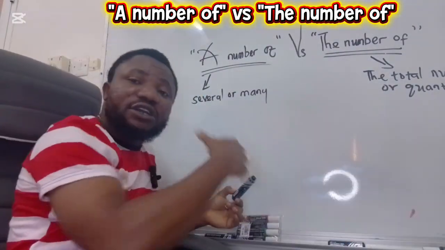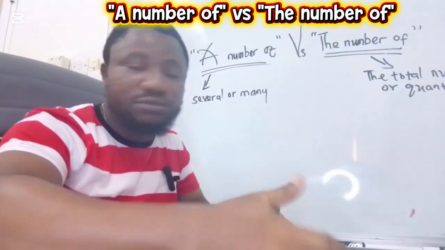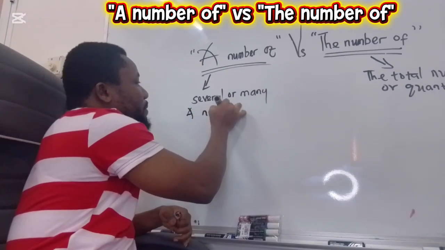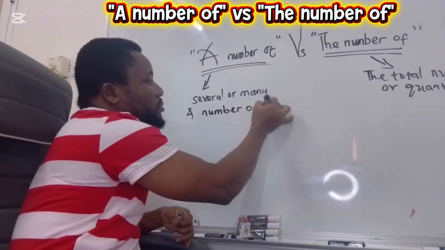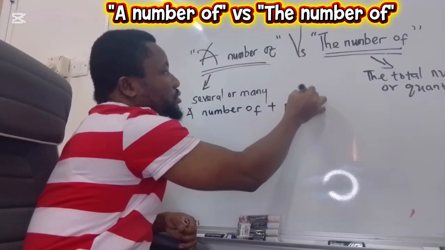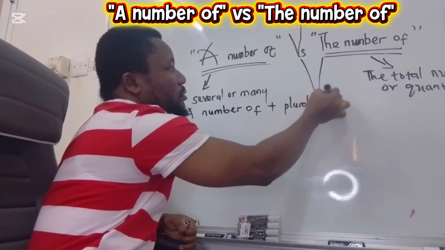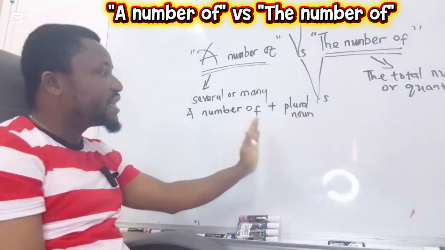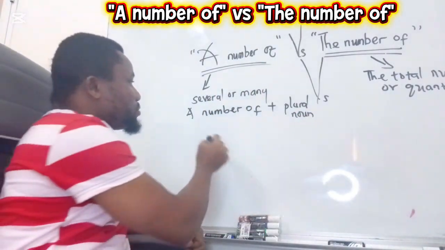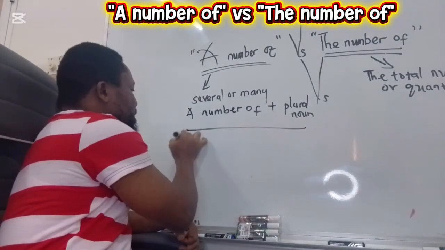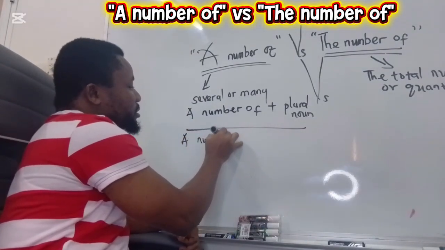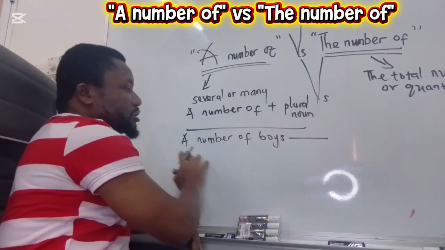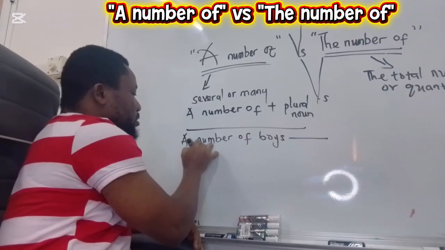Now, this structure actually attracts a plural noun. So what I'm trying to say is you have "a number of" plus a plural noun. That's the structure. Every time you have "a number of," the next item has to be a plural noun. An example would be: a number of boys dash around today.